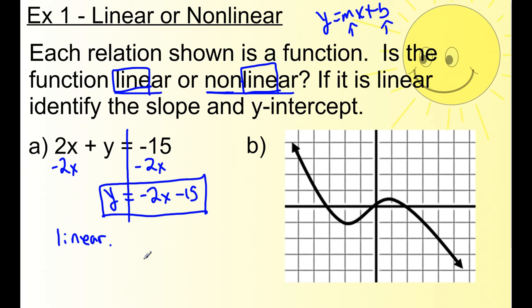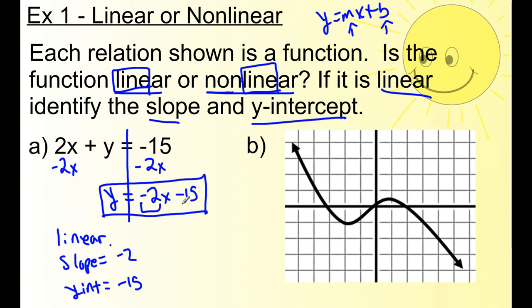It's linear because we were able to write it in slope-intercept form. That makes it the equation of a line. And it says if it is linear, identify the slope and the y-intercept. Now, because we wrote this equation in slope-intercept form, these next two questions are very easy because in slope-intercept form, this is your slope and that is your y-intercept. We're done.